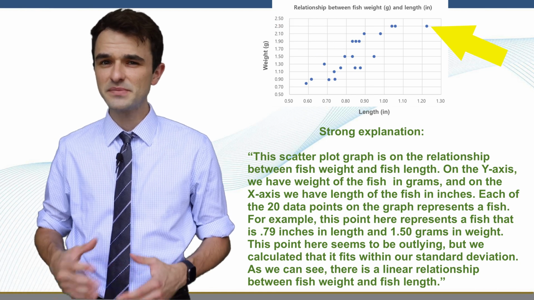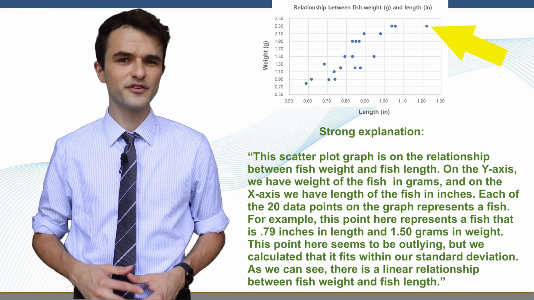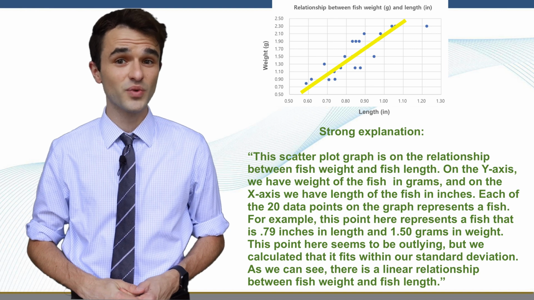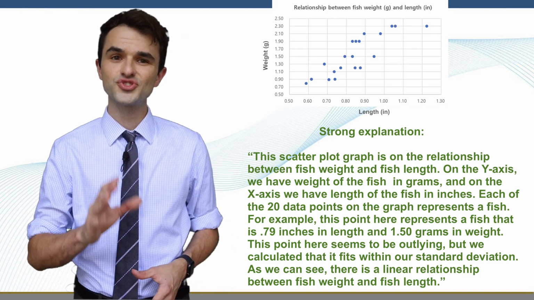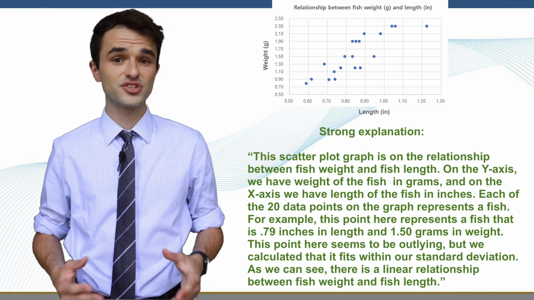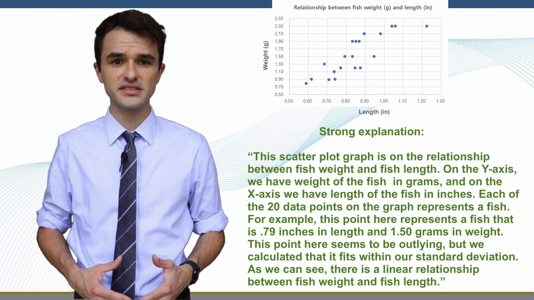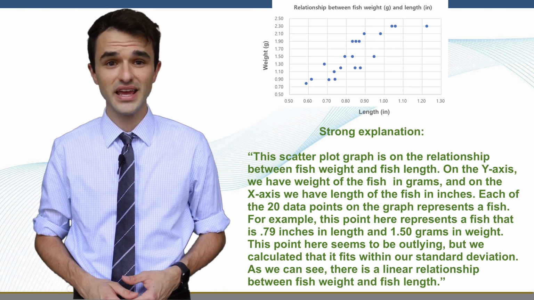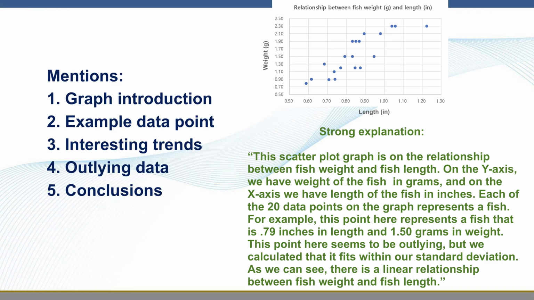This point here seems to be outlying, but we calculated that it fits within our standard deviation. As we can see, there is a linear relationship between the fish weight and the fish length. This strong explanation starts with an introduction to the graph's title and headings. This strong explanation takes the pressure off the audience to interpret the many lines of data by walking them through the main categories and interpretation. This strong explanation mentions 5 main points: a graph introduction, an example data point explained, interesting trends, outlying data, and conclusions. This graph doesn't have any surprising data, so none were mentioned.